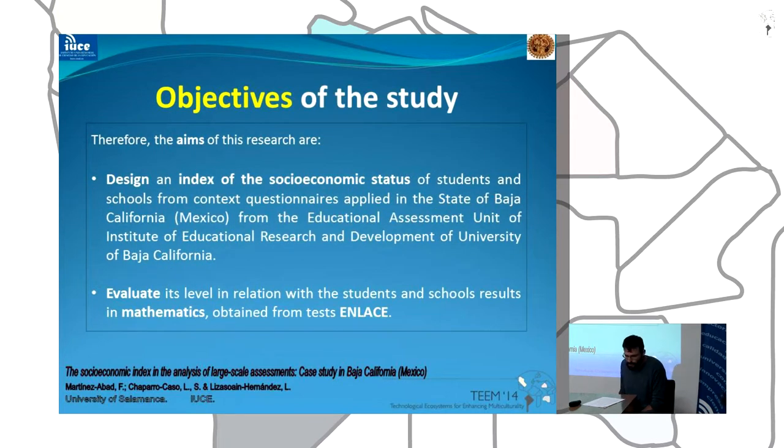Thus, the objectives of this research are the design of an index of the socioeconomic level of students and schools, and the evaluation of its relation with ENLACE test results, particularly in mathematics. We are going to measure only the mathematics achievement of students, because the ENLACE test has other subjects like Spanish or history and others.